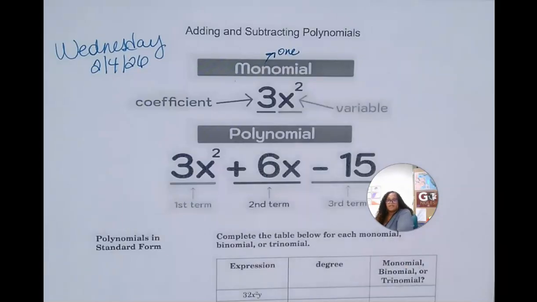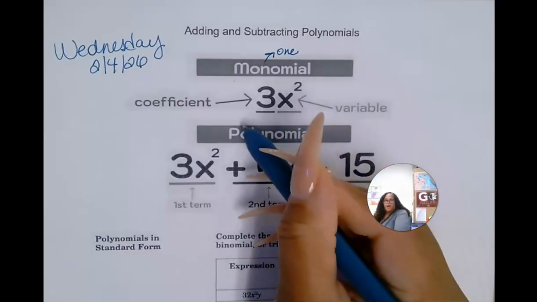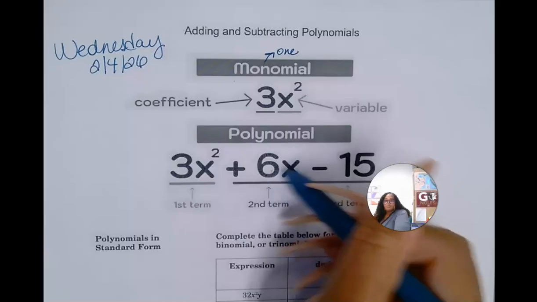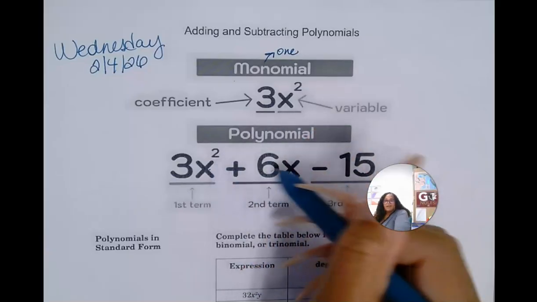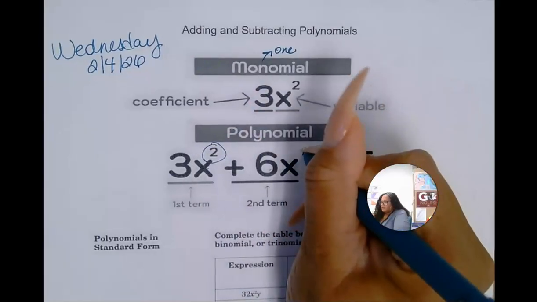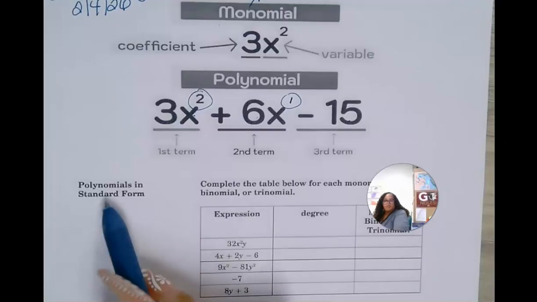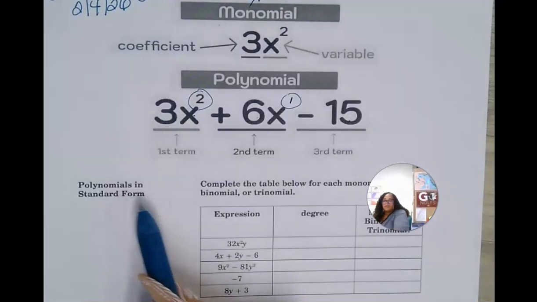Okay, it's 3x squared. So it's one operation, one term there. That is just 3 times x to the second power. A polynomial is where you have multiple terms, and typically they have different degrees. So this right here is called your degree. The degree here is 1. Okay, so it says polynomials in standard form.